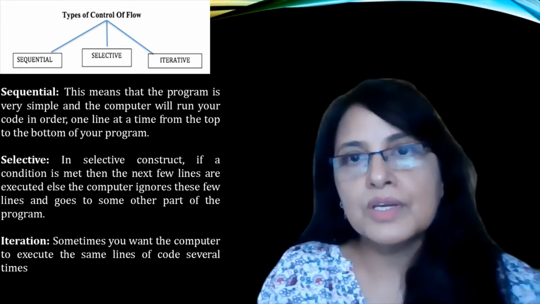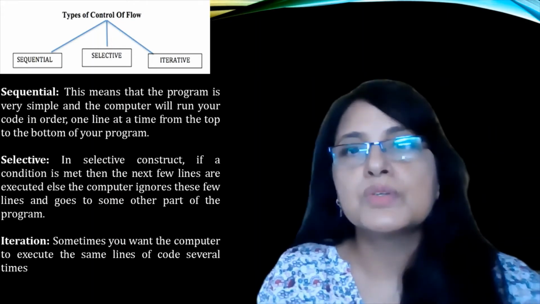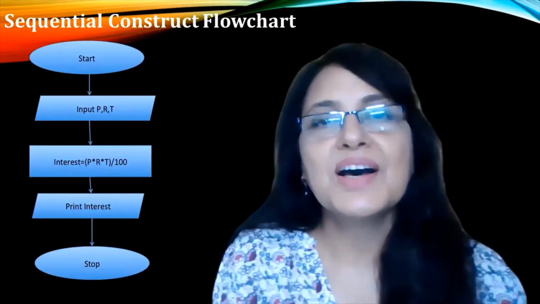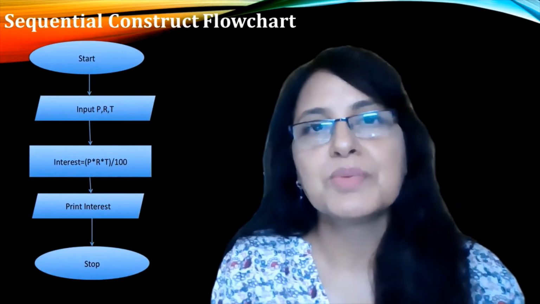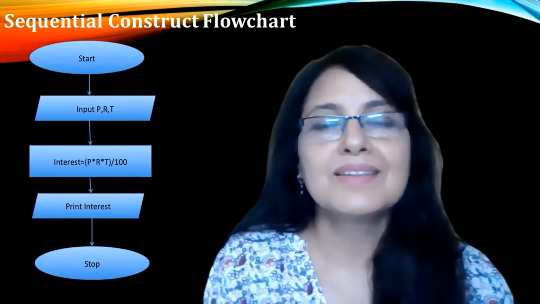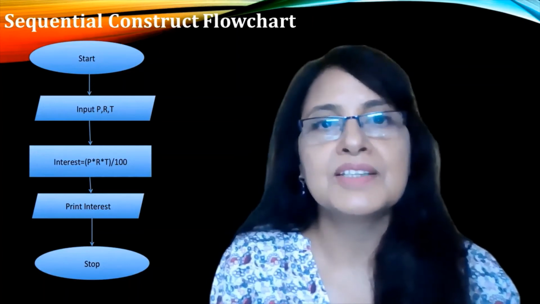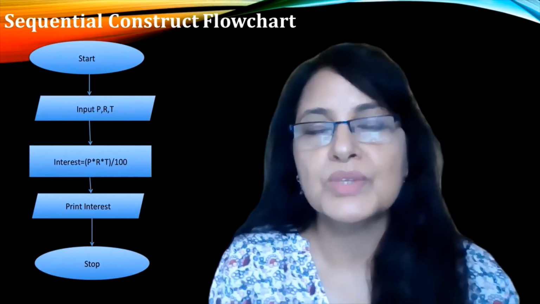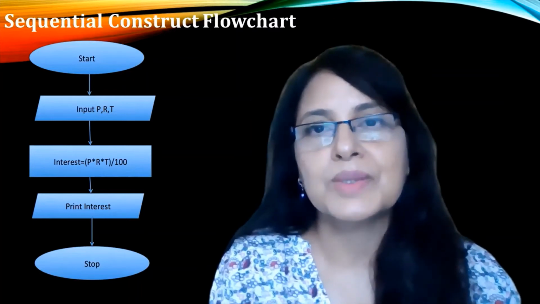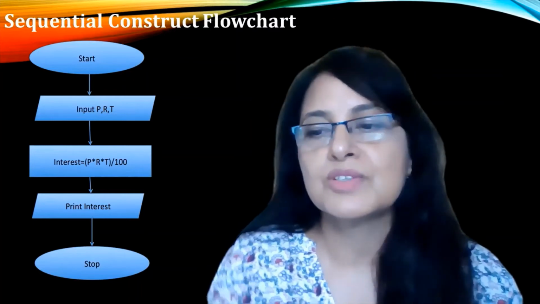Now, all these three codes are sometimes used in combination with each other. Let us now look at the sequential construct, where we see an example of simple interest. We simply take the input, we calculate the interest, and we print that. So this is one instruction after the other and in a sequence, so hence a sequential construct.